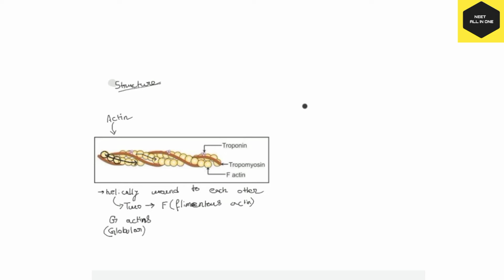Now above this actin filament we have another protein that is winding the actin, known as tropomyosin. This is the tropomyosin. And at regular intervals on this tropomyosin we have another protein. You can see this protein. This is known as troponin. Now this troponin can be of three types.